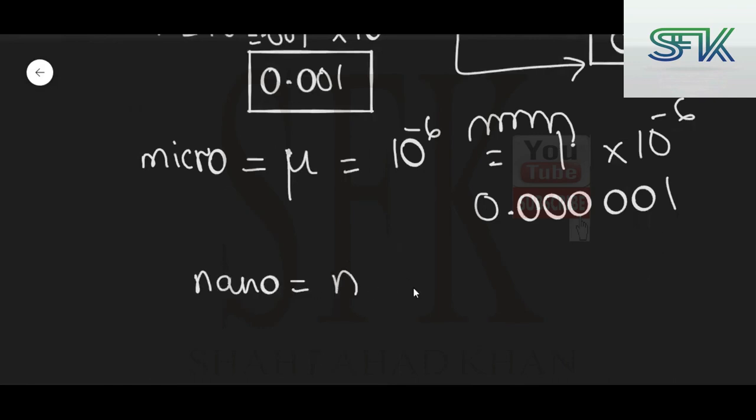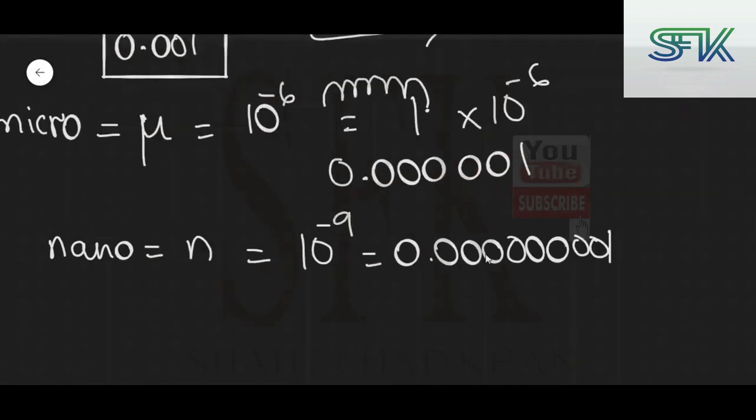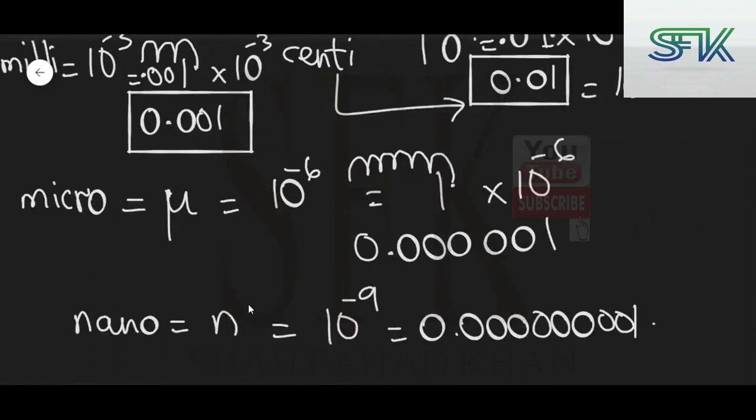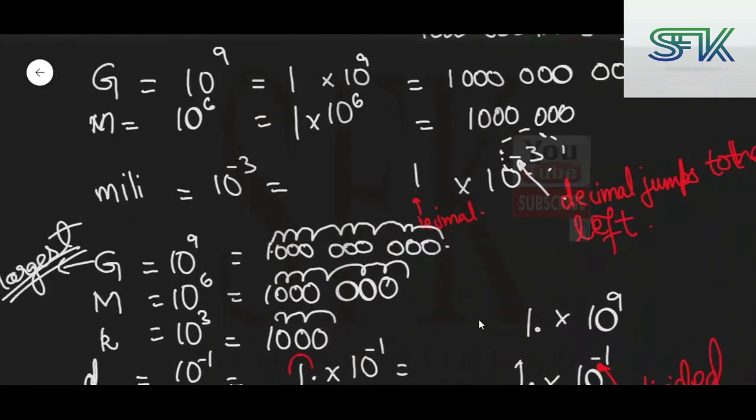And then in case of nano, which has the symbol small n, 10 raised to the power minus 9 again means the same thing. The decimal which was initially right over here moved 9 digits backwards: 1, 2, 3, 4, 5, 6, 7, 8, 9. So this is the meaning of prefixes, and this is how you convert them into numbers.